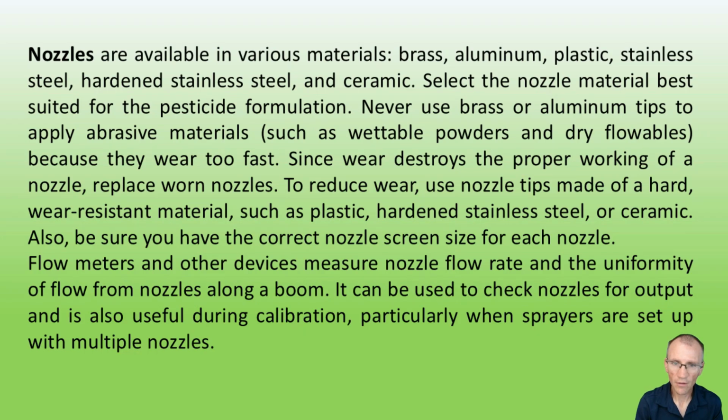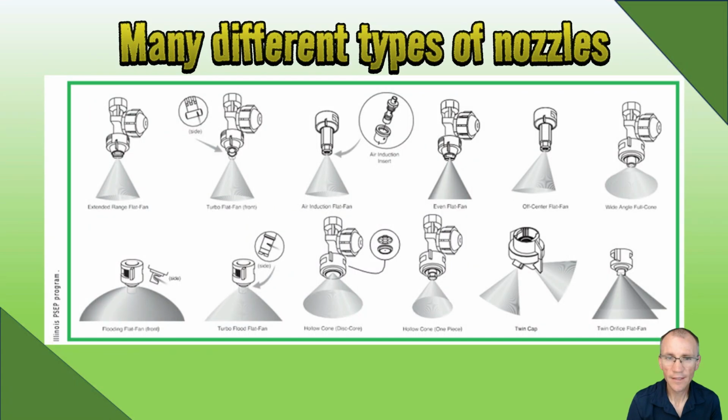Flow meters and other devices measure nozzle flow rate and the uniformity of flow from nozzles along a boom. It can be used to check nozzles for output and is useful during calibration, particularly when sprayers are set up with multiple nozzles. This image gives you a quick idea of just exactly how many different nozzle types there are. Again, the main thing when selecting a nozzle type is going to be the product you're using and the intended use of the application.